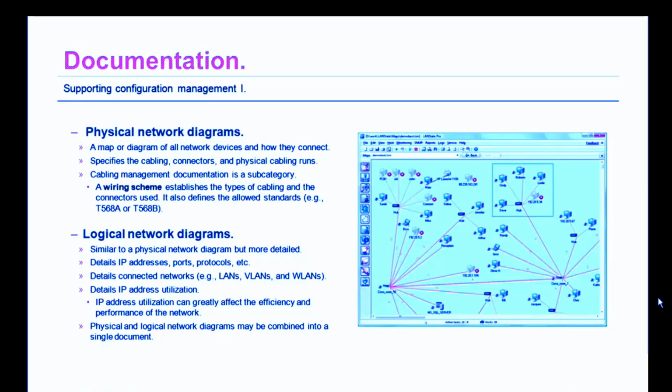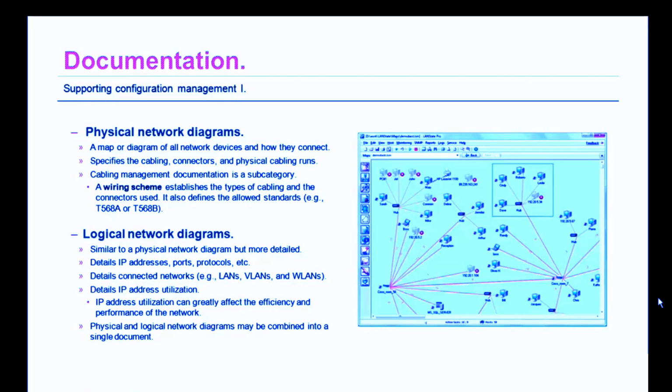Your documentation should also include a logical network diagram. It's similar to a physical network diagram, but more detailed. It provides details on the IP address scheme, active ports, protocols that are allowed on the network, etc. Your logical network diagram also details connected networks. So what local area networks are present, or which virtual local area networks are present, so on and so forth.